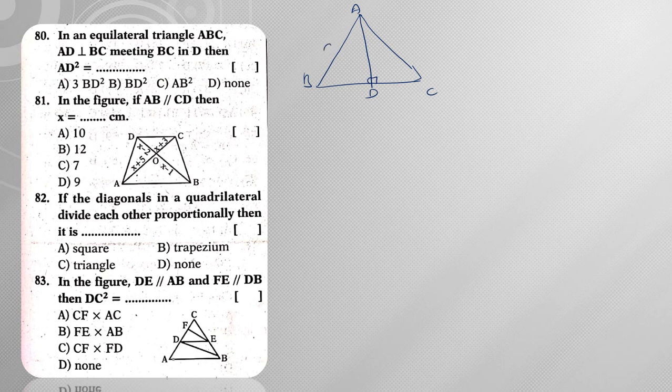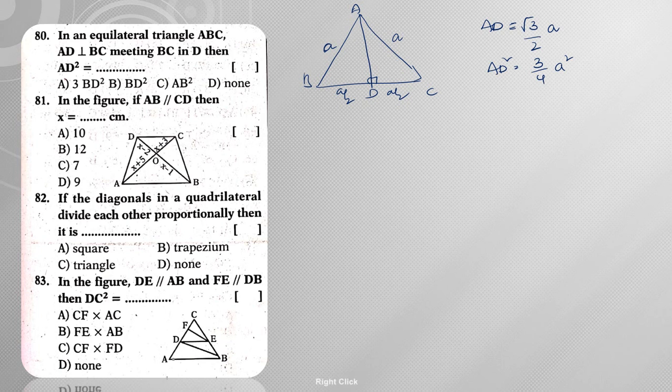Already we know, suppose I consider the length as A, then this will be A by 2, this will be A by 2, and this is also A. Right? Now, from this, what is AD? AD is nothing but the height of the equilateral triangle. The height of an equilateral triangle is given by root 3 by 2 times A. Now when you square it, AD square is equal to 3 by 4 into A square.